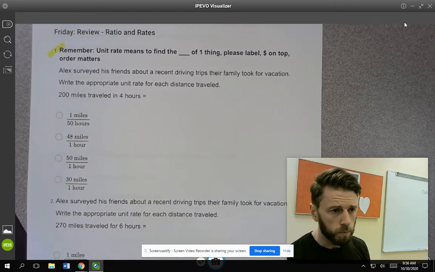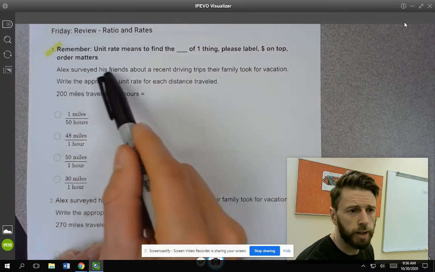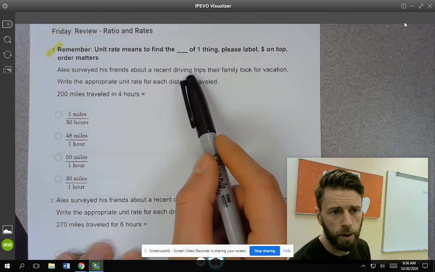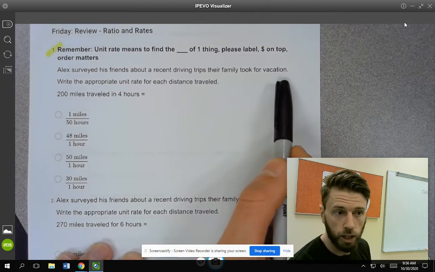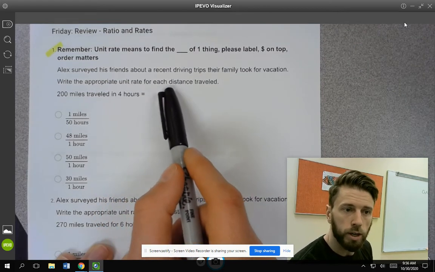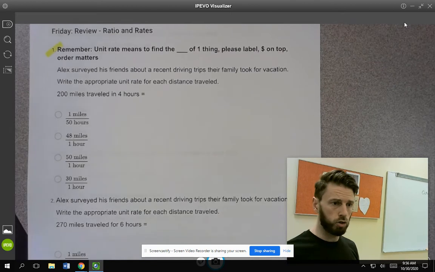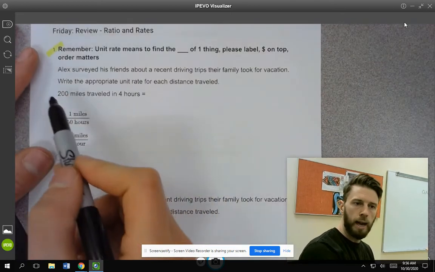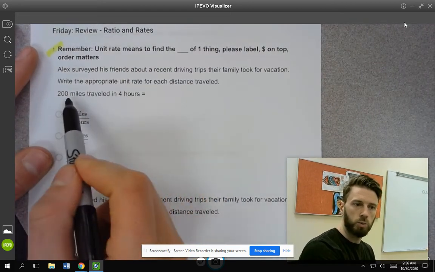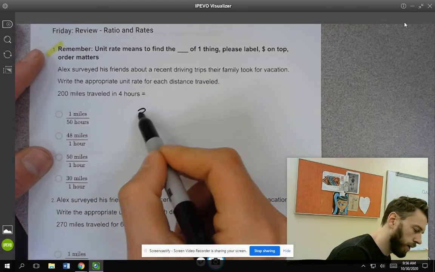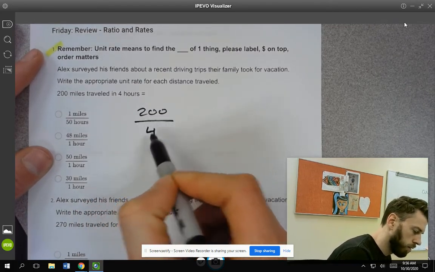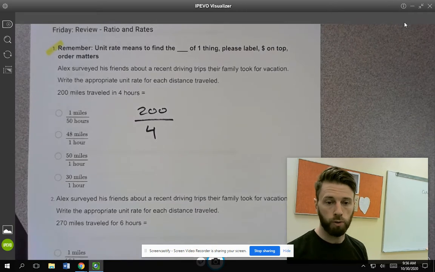Number one here says that Alex surveyed his friends about recent driving trips their family took for vacation. Write the appropriate unit rate for each distance traveled. So we got a couple questions here about distance travel. And the rate at which his family traveled on this vacation was 200 miles in 4 hours. And we usually write that as a fraction, right? 200 over 4.